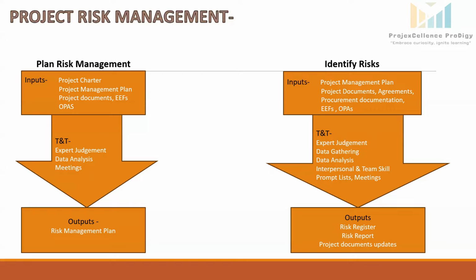Outputs. We get the risk register, a list of identified risks, their possible impact, assigned owners, and potential risk responses. Risk report: a summary of overall project risk, which categorizes threats and opportunities and the risk trends. Project document updates: we have to revise the project documents such as the assumption log, issue log, and lessons learned register.